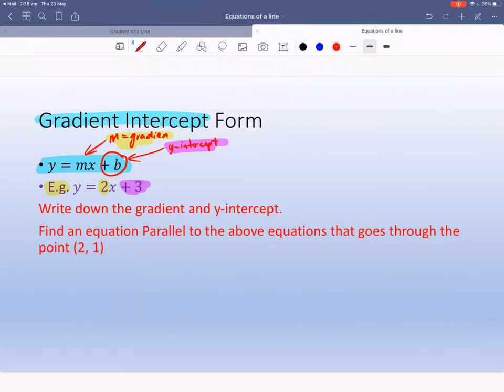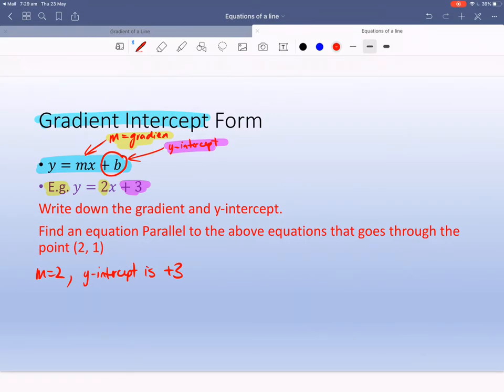So let's answer this question in red. It says, write down the gradient and y-intercept. So the gradient equals 2. Y-intercept is plus 3, or 3. I just want to make a note of it because we have to include the sign, and also with the gradient as well, so I should have written plus 2.